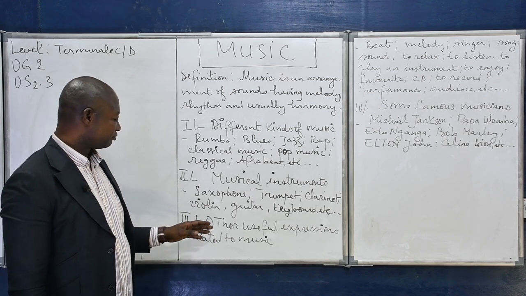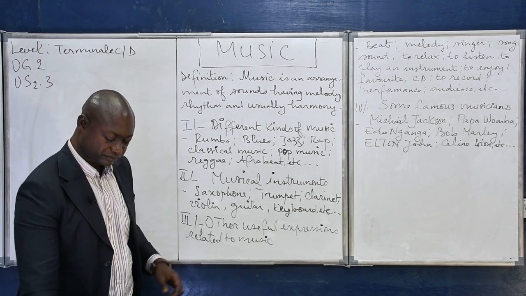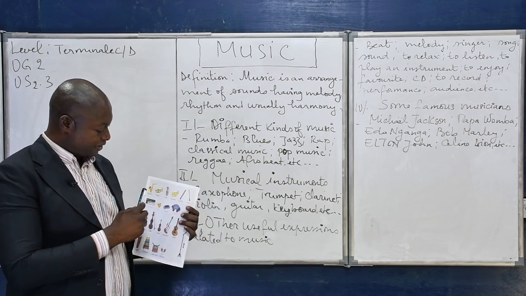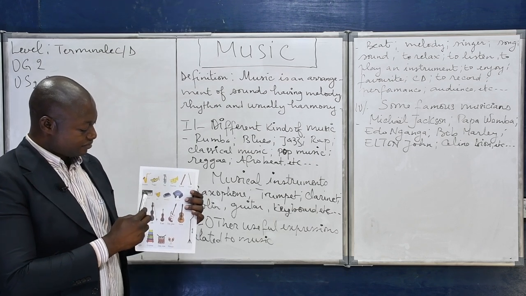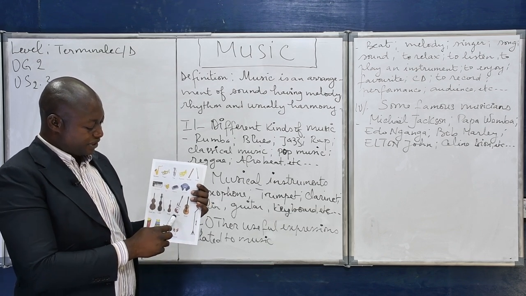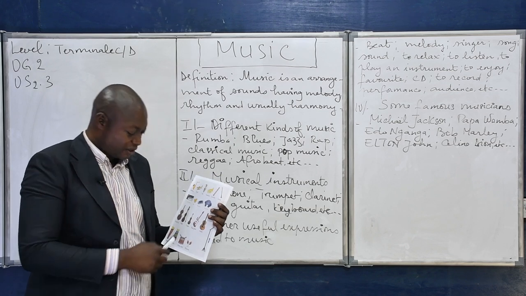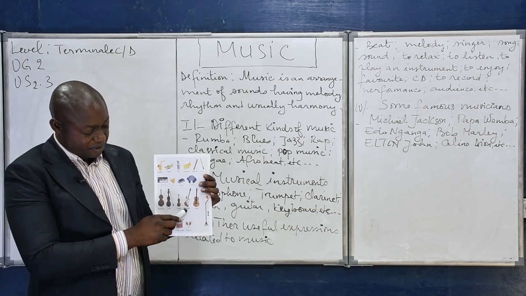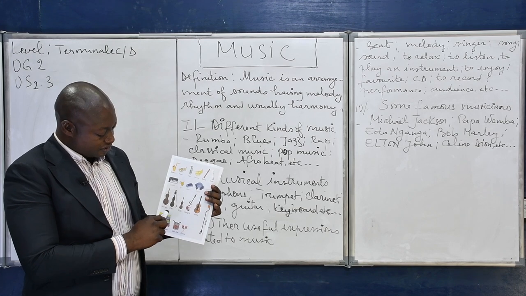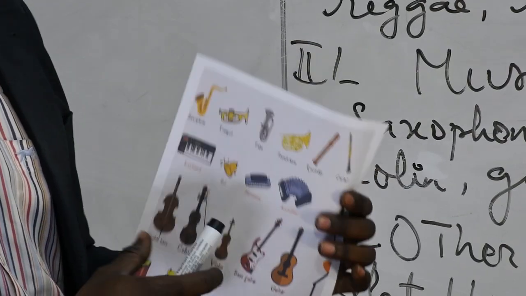We also have some musical instruments here. We have saxophone, trumpets, tuba, French horn, accordion, bass guitar and guitar. There is a difference between bass guitar and guitar. It's the question of sound. The sound differs between the two. Then we have xylophone, snare drum, maracas, microphone, and so forth.